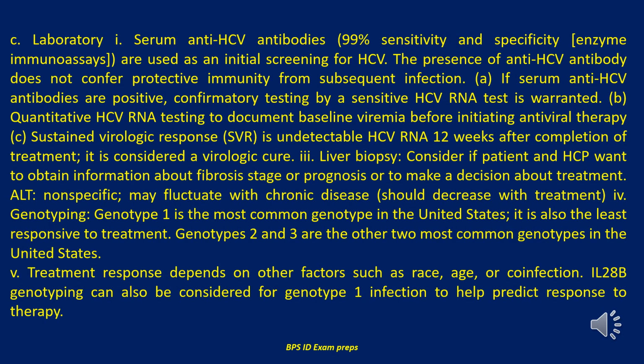It is also the least responsive to treatment. Genotypes 2 and 3 are the other two most common genotypes in the United States. 5. Treatment response depends on other factors such as race, age, or co-infection. IL-28B genotyping can also be considered for genotype 1 infection to help predict response to therapy.